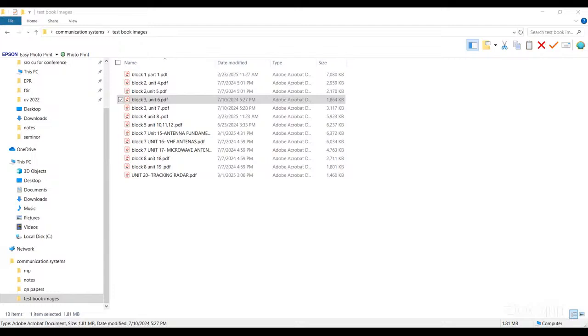Two rectangular waveguides coupled by two apertures. Here the space between the two waveguides is lambda g by 4. What is lambda g? Lambda g is the guide wavelength. G means guide, so lambda g is the guided wavelength. From the diagram, how many ports are there? 4 ports: port 1, port 2, port 3, port 4.